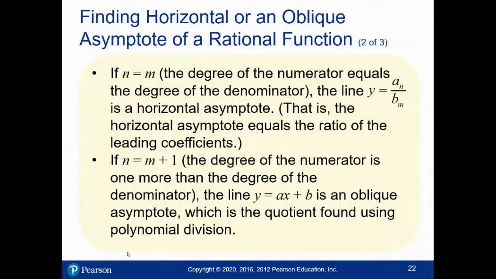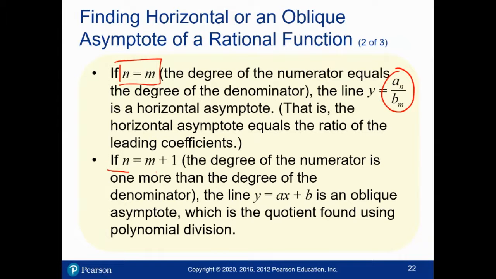If, however, the two highest powers are the same, for example, I have 12x to the 10th, and then a bunch of other stuff, so I have a degree 10 polynomial, over 6x to the 10th, and then a bunch of stuff. The 12 and the 6 being different is fine. It's the x to the 10th being the same. The degrees are the same. Then you take that ratio of the two coefficients, and there's a horizontal asymptote.